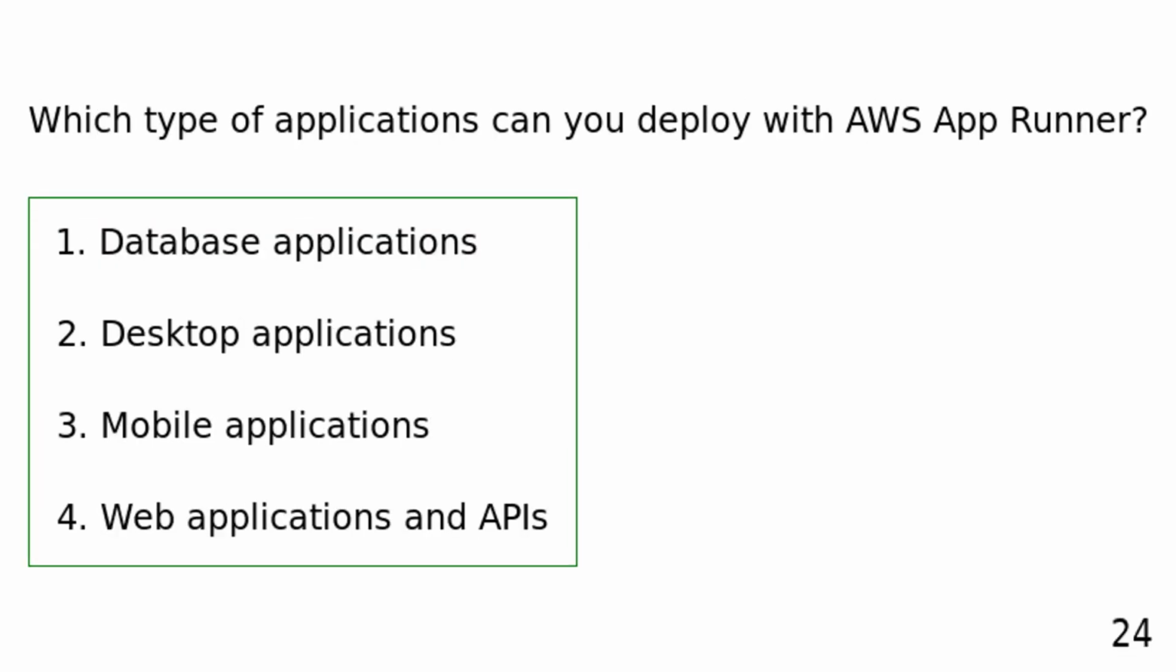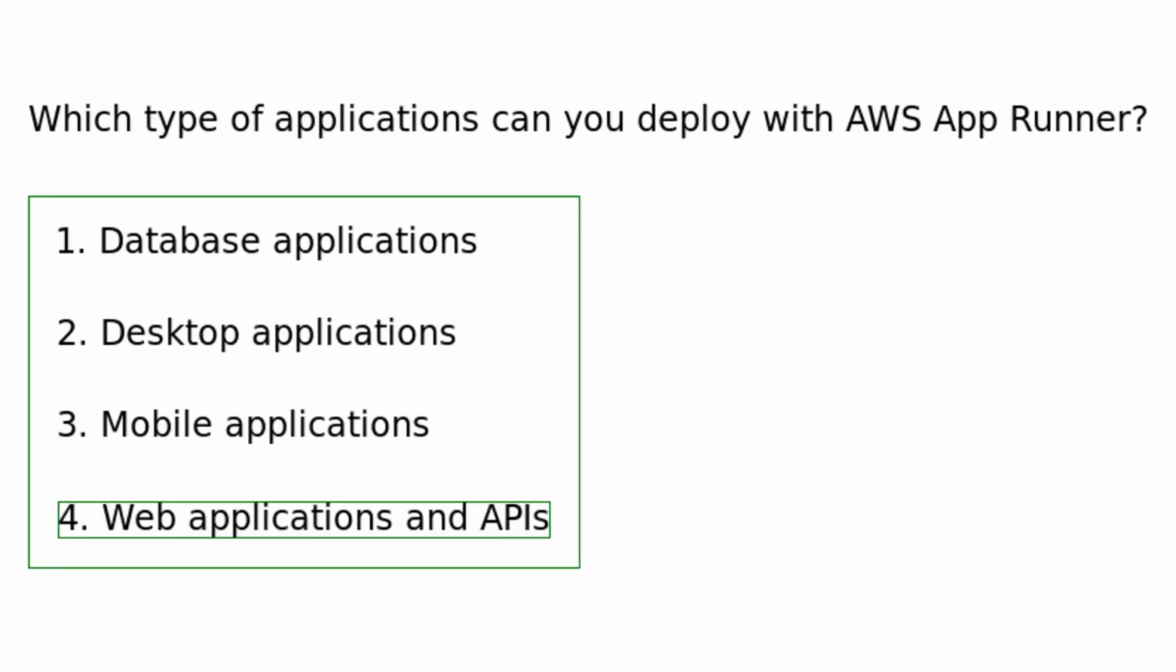Which type of applications can you deploy with AWS App Runner? Database applications, desktop applications, mobile applications, web applications and APIs. AWS App Runner is designed for deploying and running web applications and APIs.